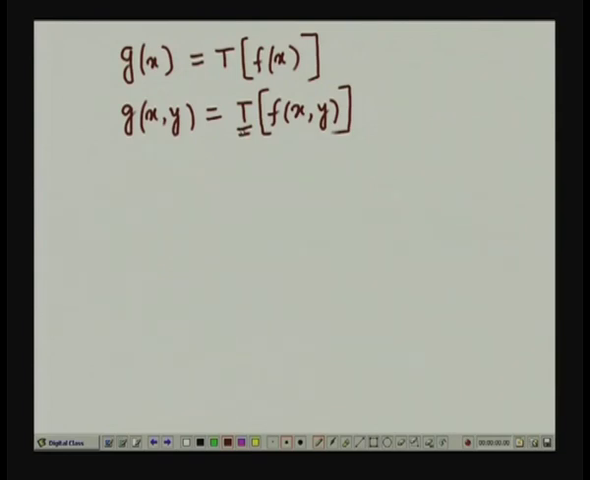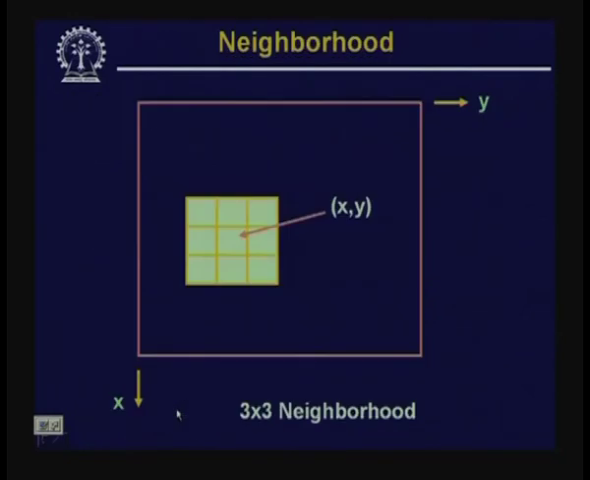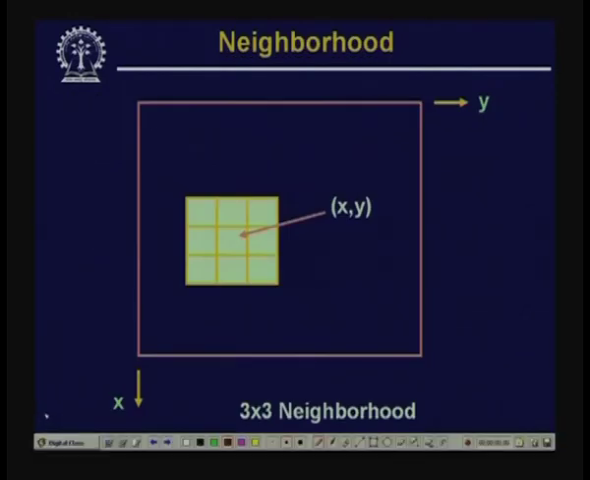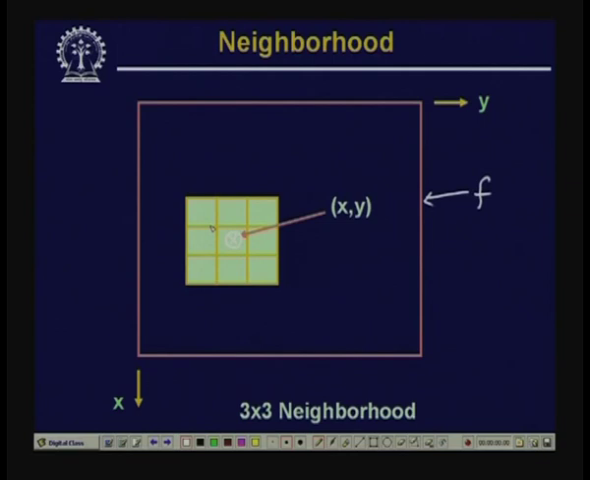Now, the neighborhood of a point (x, y) is usually a square sub image which is centered at point (x, y). Let us look at this particular figure. Here we have taken a rectangular image f. This outer rectangle represents the image f, and within it we have taken a pixel at a particular location (x, y). The neighborhood of this point, as we said, is usually a square sub image around it. So, this shows a 3 by 3 neighborhood around the pixel point (x, y) in the image f.